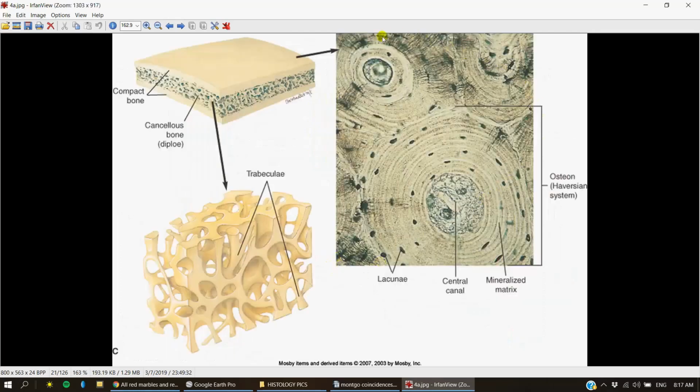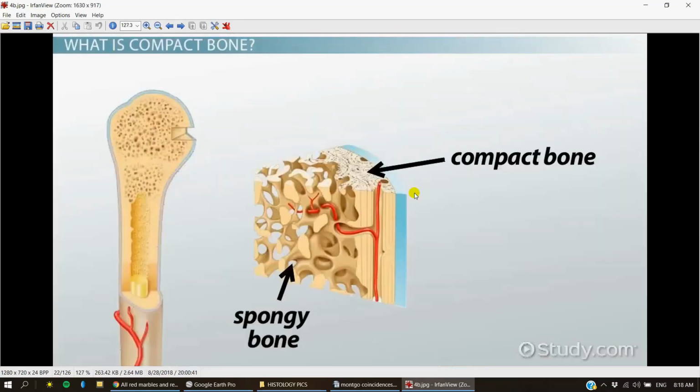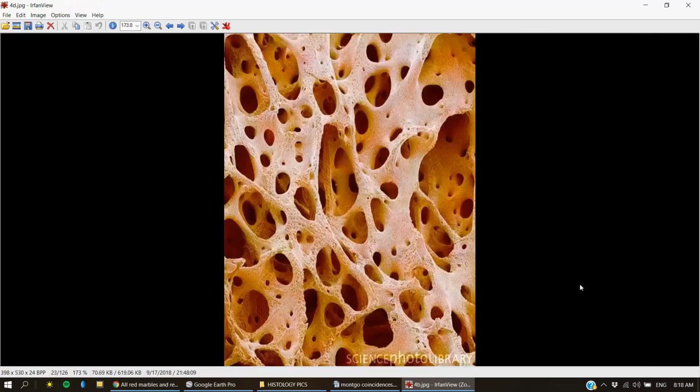This is looking at the cross-section of the compact bone. It looks like layers of a tree growing outward. So this is trabecular bone. If we look here, this is looking at it under a microscope, and you can see it's fractal in nature. You've got bigger and bigger holes going down to smaller and smaller and smaller holes.